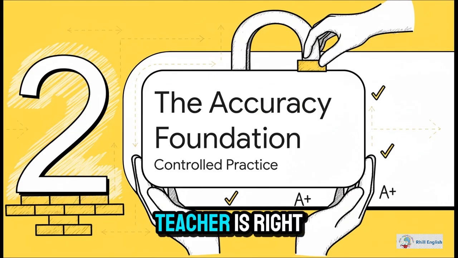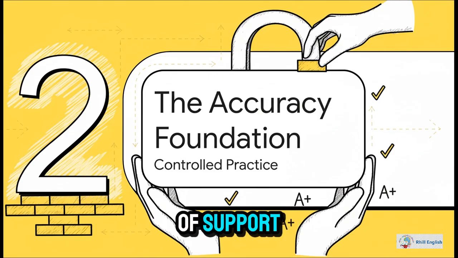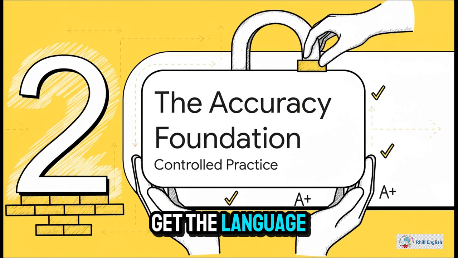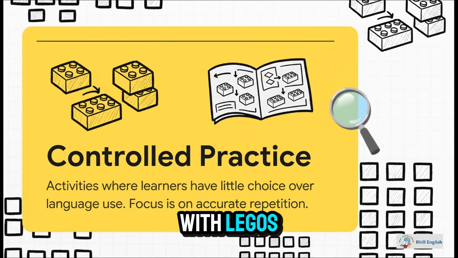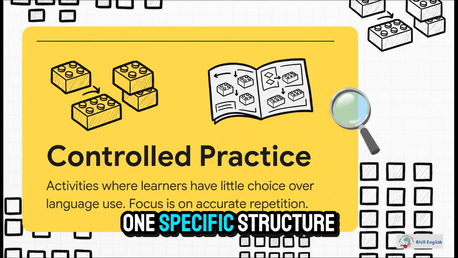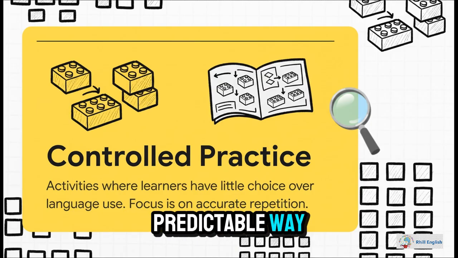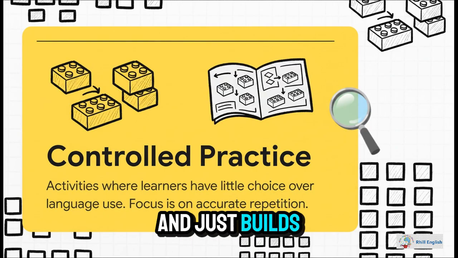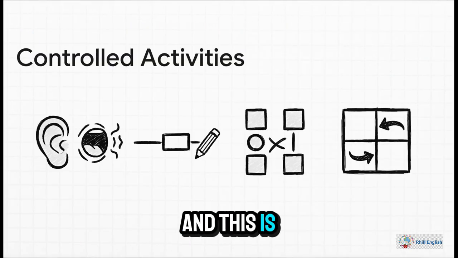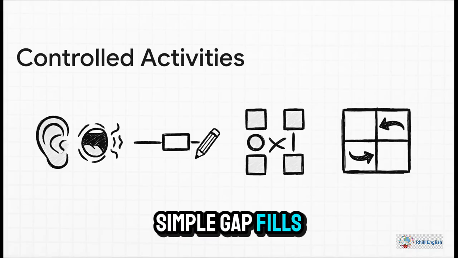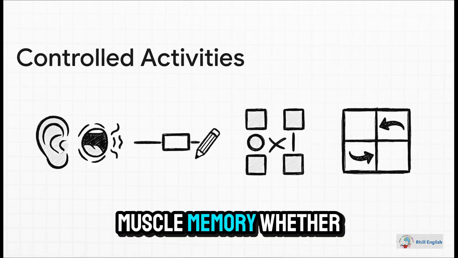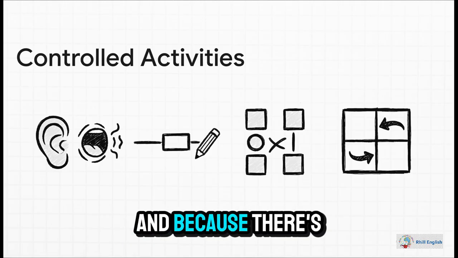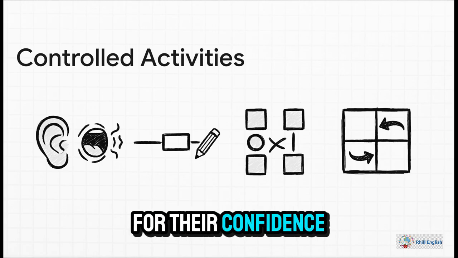Okay, so that journey we talked about, it always starts with a really solid foundation. This is the stage where the teacher is right there, providing a ton of support. And the main goal is simple: get the language form correct. Think of controlled practice like you're building with Legos, but you have a very clear set of instructions. The students are working with one specific structure in a really predictable way. This helps minimize mistakes and just builds a super strong base. And this is where you see things like drills, simple gap fills, or matching exercises. They are all designed to build that kind of language muscle memory, whether it's for grammar or vocab. And because there's a high chance of success, it does wonders for their confidence.